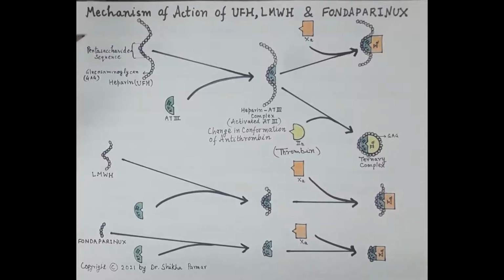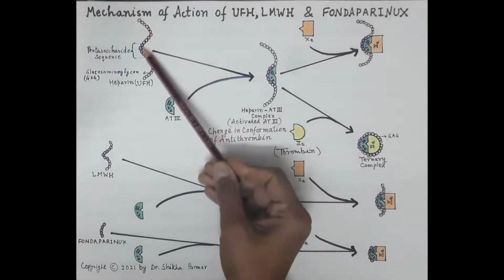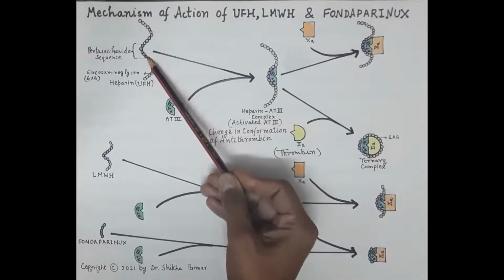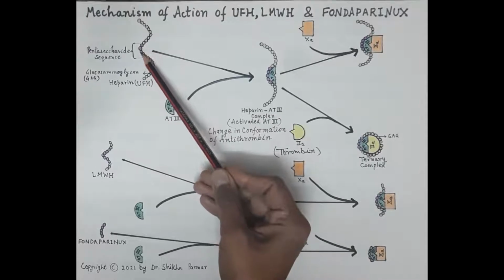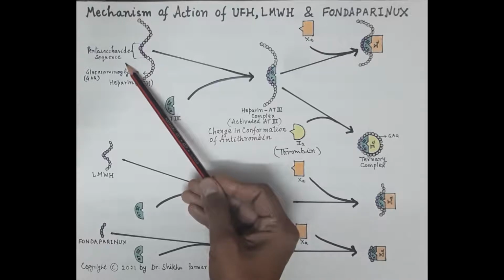Now this slide explains the mechanism of action of unfractionated heparin, that is heparin, and another anticoagulant, that is low molecular weight heparin, and Fondaparinux. As we all know, heparin is not a single molecule, it is a mixture of long polysaccharide chains. So this is one of the polysaccharide chains of heparin, that is unfractionated heparin. Now this long polysaccharide chain has 5 sugars, 1, 2, 3, 4, 5, shown here in the purple color. So this is a pentasaccharide sequence which is made up of 5 sugars.